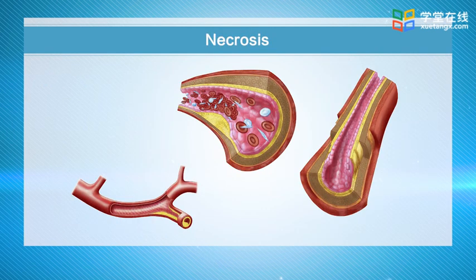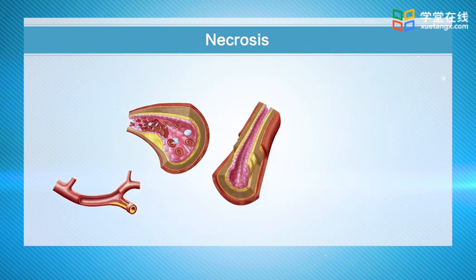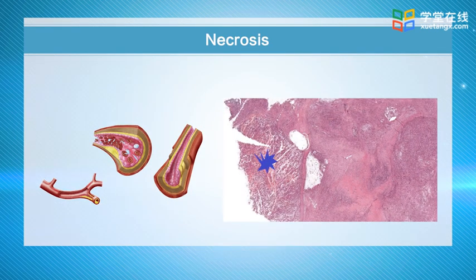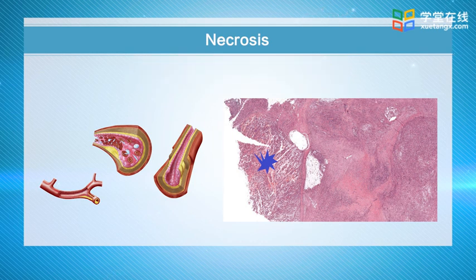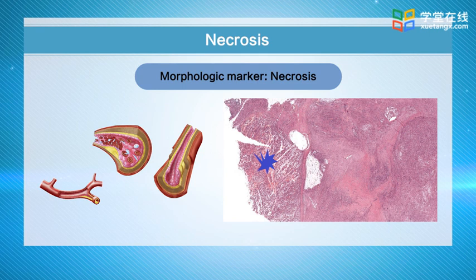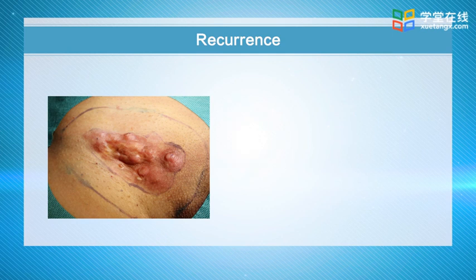Malignant tumors stimulate marked angiogenesis, which ensures adequate tumor nutrition and promotes vascular invasion and metastasis. However, because of the rapid growth rate of many malignant tumors, areas of necrosis are often found within the tumor. Tumor hypoxia is an important feature of aggressive malignant tumors, and as a morphological marker, necrosis is known to be associated with malignancy.